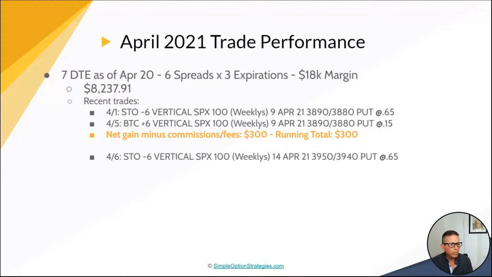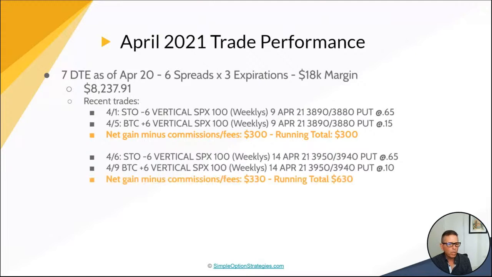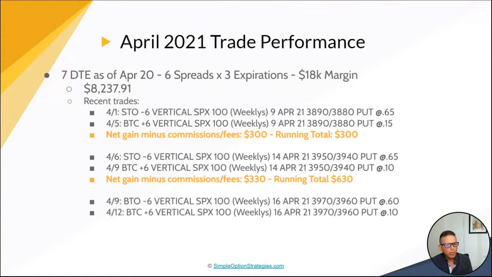And then we move on here. On 4/6, I put on a trade for 65 cents, and I closed it at 10 three days later. So that gave me a total of 330, running total 630. Then I put on 4/9. I put on another trade, opened it at 60, closed it four days later at 10 cents.